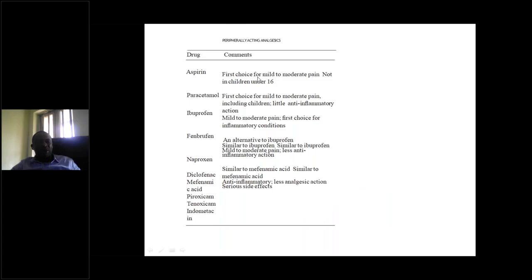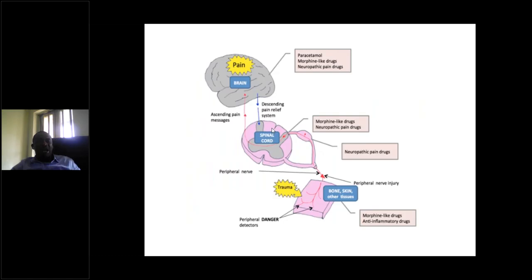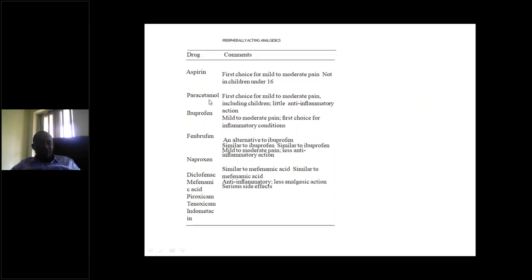Remember we said that for analgesics, we have peripheral acting and we have centrally acting. For peripheral acting, you have things like aspirin, paracetamol, ibuprofen, fenoprofen, naproxen, diclofenac, piroxicam, tenoxicam, indomethacin. I know everyone here may have taken one or two of these drugs. So on this slide, you read it off. This is just telling you the choice. Is it first line? Is it for mild or moderate pain? Is it for pain alone, or for pain and inflammation?